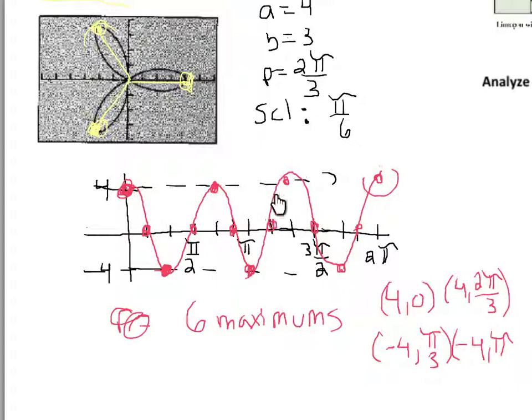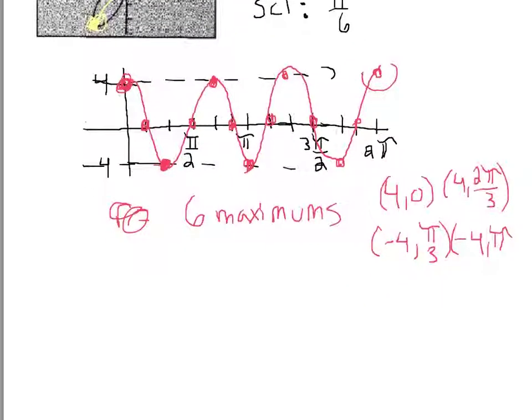and we go up to here, and that would be 4 comma 4 pi over 3. And then we go back down to here, and you get negative 4 comma 5 pi over 3.